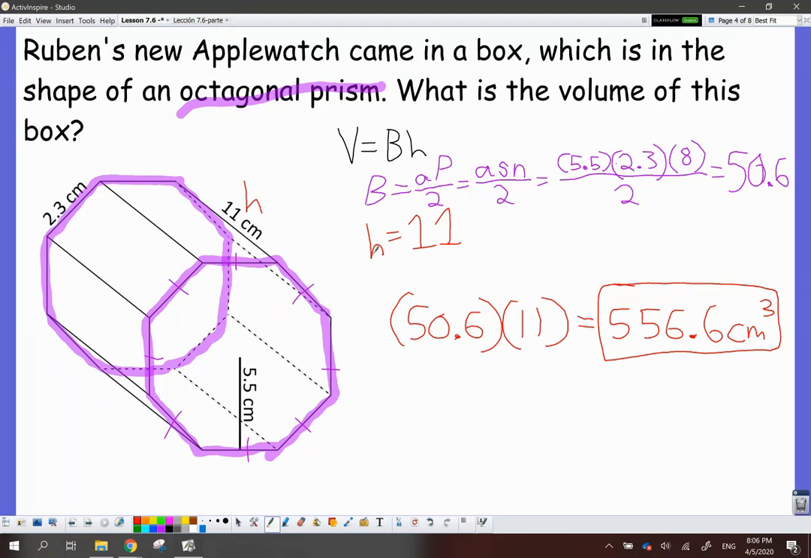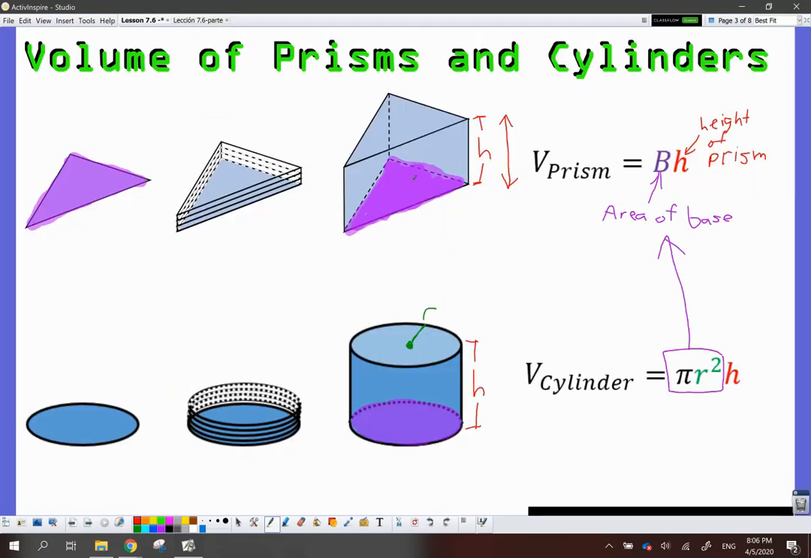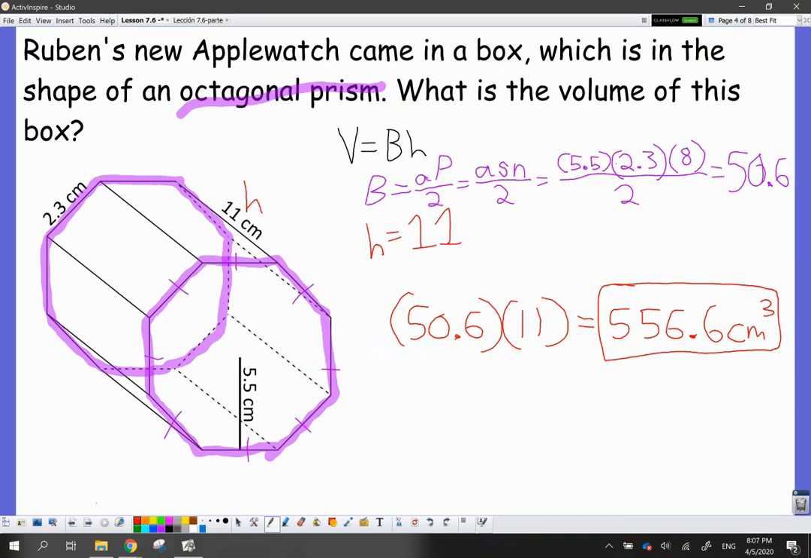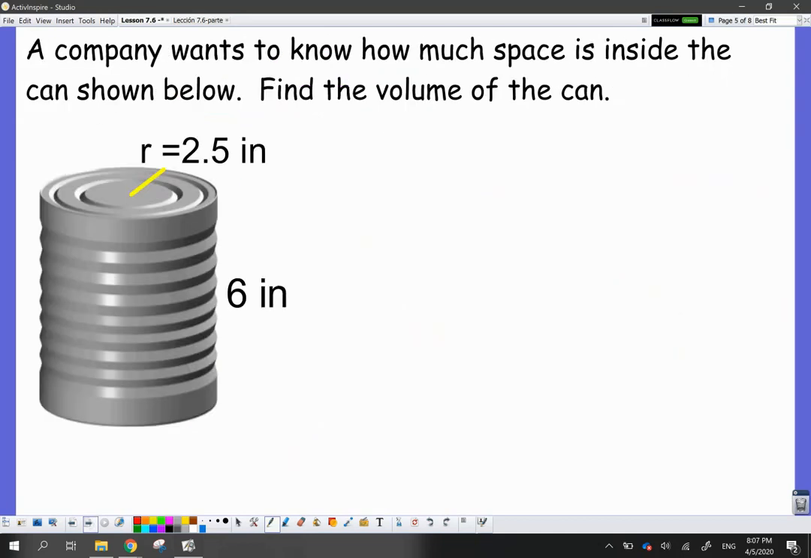If your base is a trapezoid, this will be the area of a trapezoid. The height is always the distance between bases. So if your bases are front and back like this, then your height is horizontal. But for example, here, if your bases are stacked one on top of the other, then your height is in the vertical direction. So always be aware of which direction that height will be. Okay, let's move on to the next example.